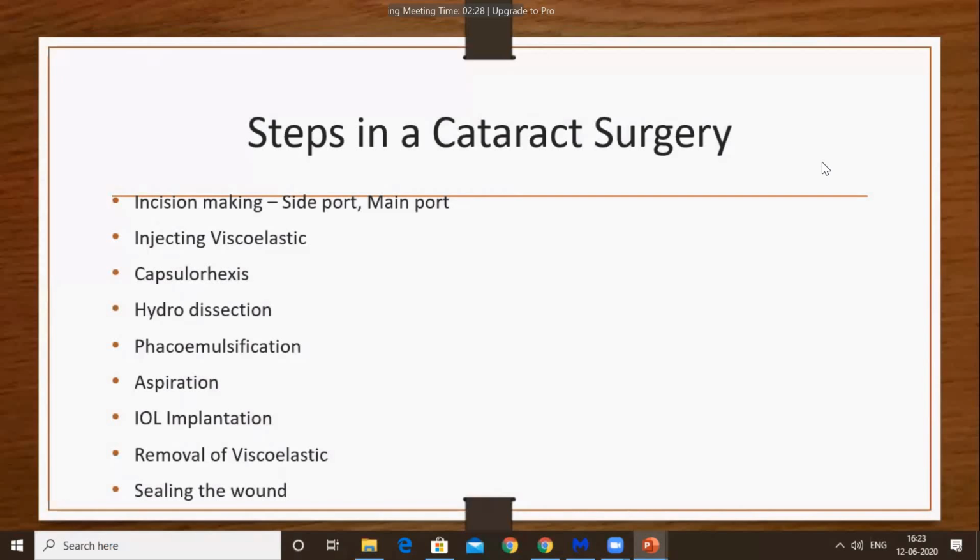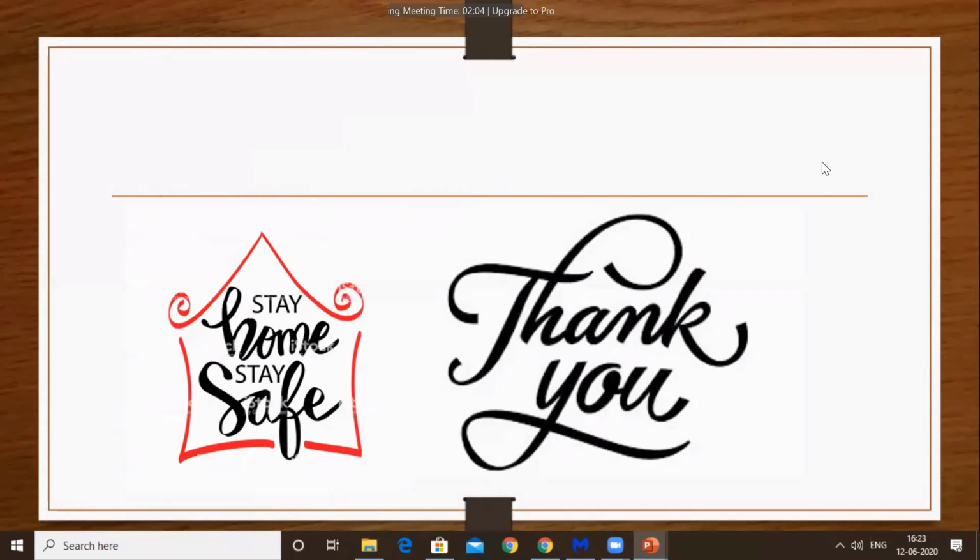So this is about the cataract surgery. Whenever you are going to the clinics or after your college days, whenever you are joining a hospital as an optometrist, you have to be very keen on these steps, because many of the hospitals will work under an ophthalmologist, so it will be very useful for you to know about the steps in cataract surgery. And stay home, stay safe. Thank you all.